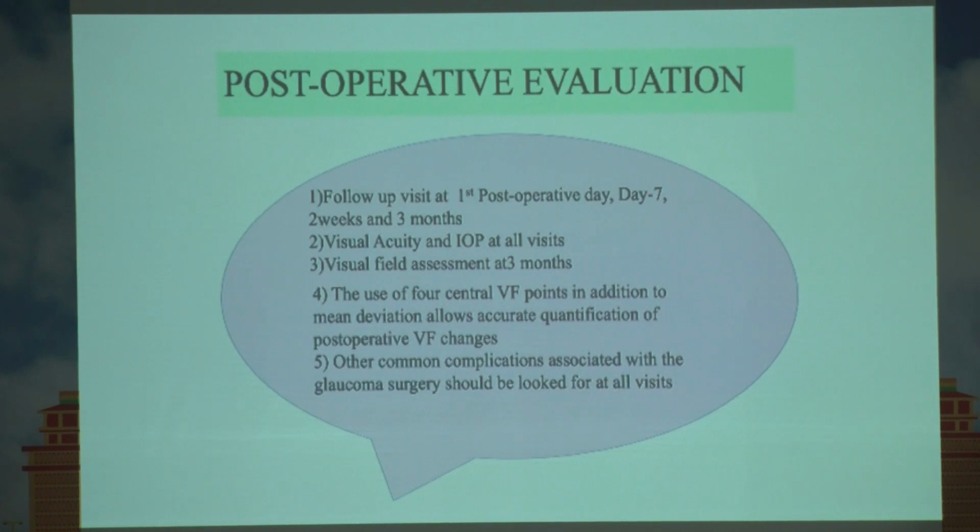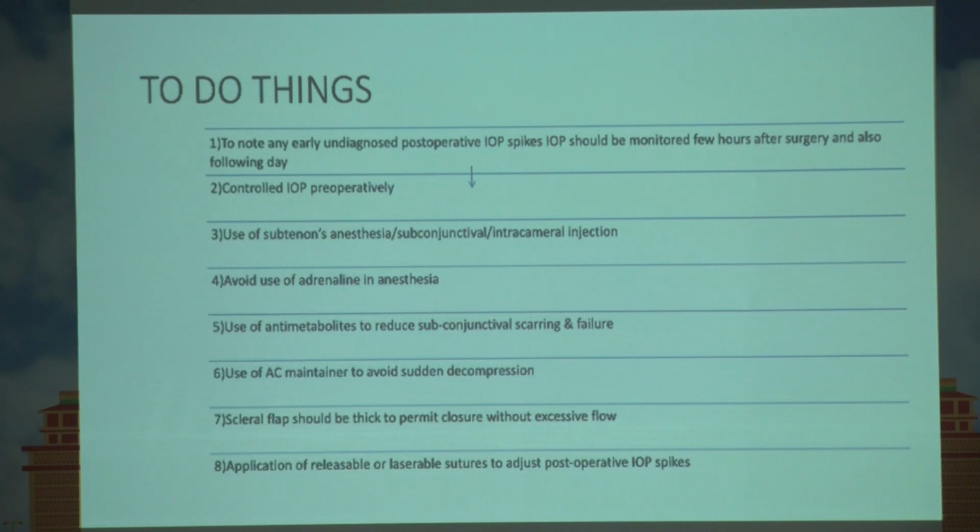The post-operative evaluation is very important in trabeculectomy patients. First post-operative day, day 7. If the patient has some kind of high IOP or lower side of IOP, then naturally you have to keep the patient on regular follow-up: visual acuity and IOP in all fields, and visual field assessment at 3 months. The use of the 4 central visual field points in addition to the mean deviation is very important. So the things to do are to note any early undiagnosed post-operative IOP spike.